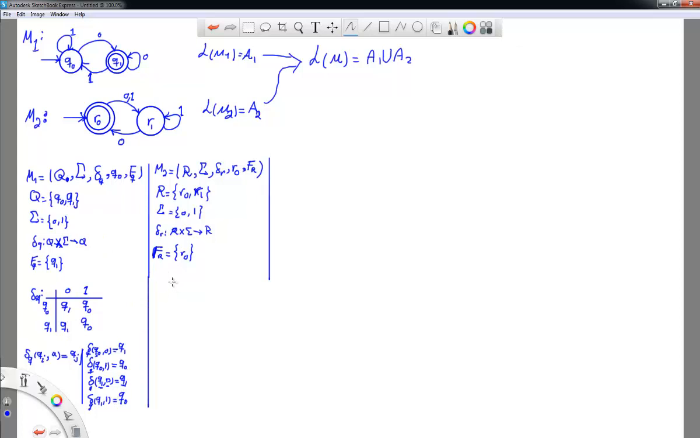So then for the M sub 2, I'll do basically the same thing. So the delta of r's, which is from q cross sigma, so 0 and 1, and this time I've got r sub 0 and r sub 1. So I've got delta of r sub 0 and 0, delta of r sub 0 and 1, delta of r sub 1 and 0, and delta of r sub 1 and 1.